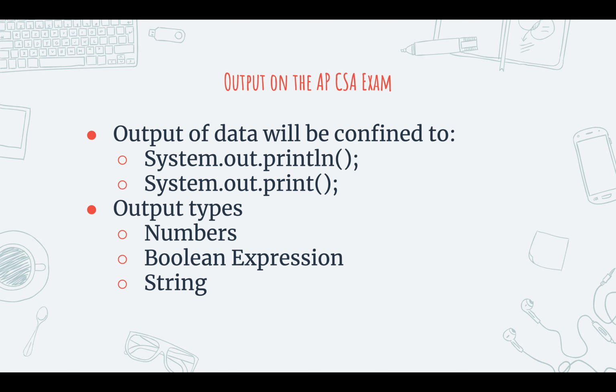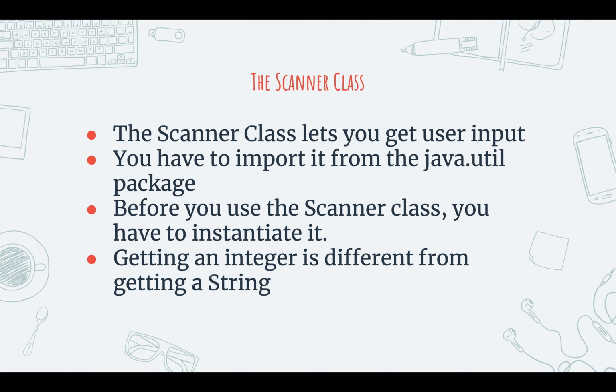Output on the AP CSA exam is probably going to just be System.out.println and System.out.print. Obviously, you know the difference between the two. The ln emphasizes that it ends at the end of that statement. It's going to start a new line, so nothing can be printed on that line anymore. Whereas with print, it's like, yo, we're allowing more people to chill. Output types are going to be numbers, Boolean expressions, and strings.